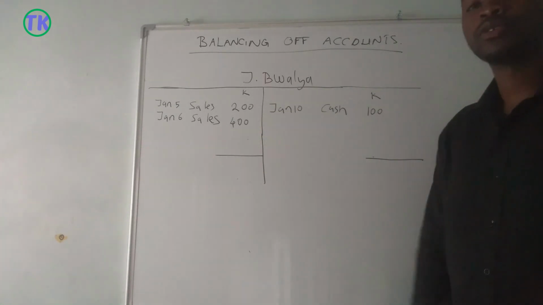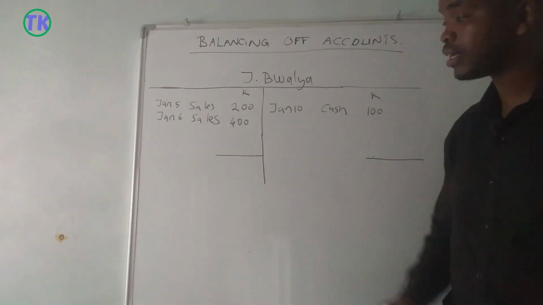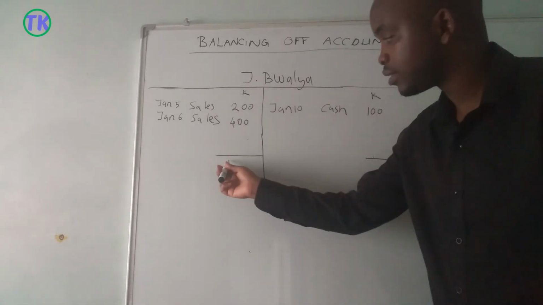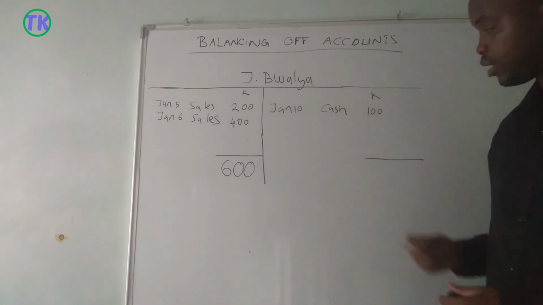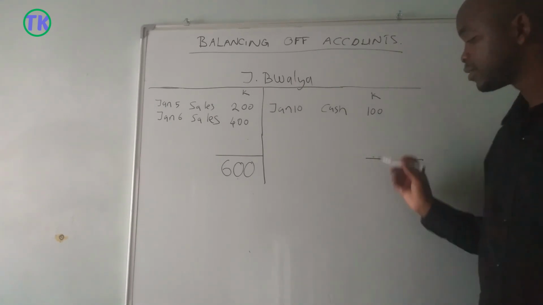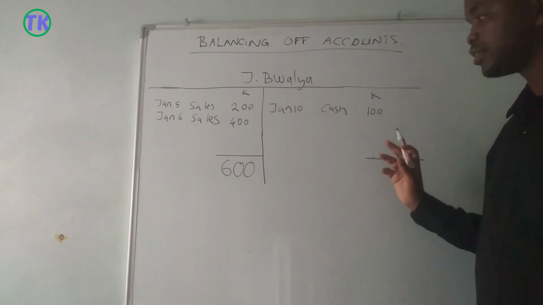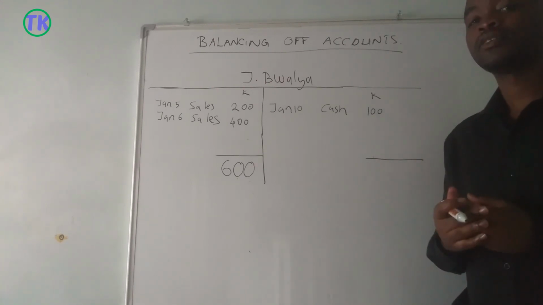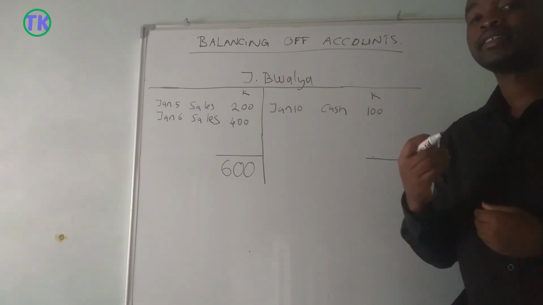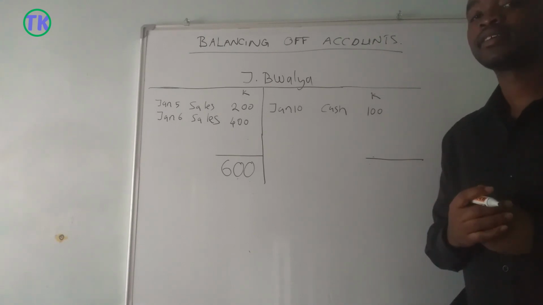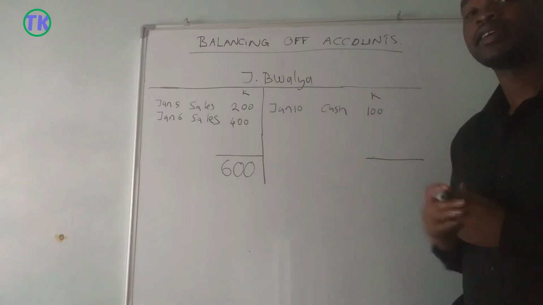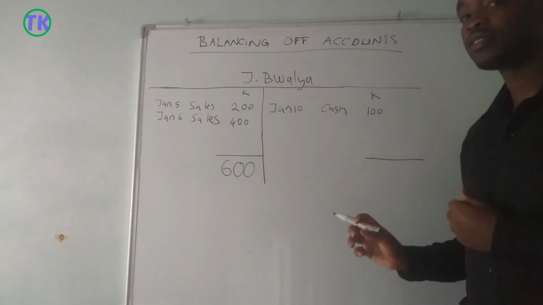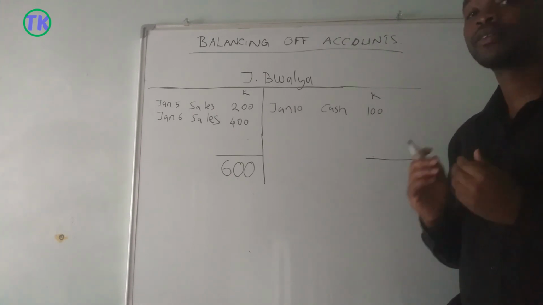To add the totals on the debit side, we're going to get 600. And on the credit side here, we're going to get 100. But when we're balancing off accounts, we take the largest total, and that's what we indicate on each side of the account, on the credit side and on the debit side. In this case, the largest total is 600. So that's what we indicate on the credit side as well.